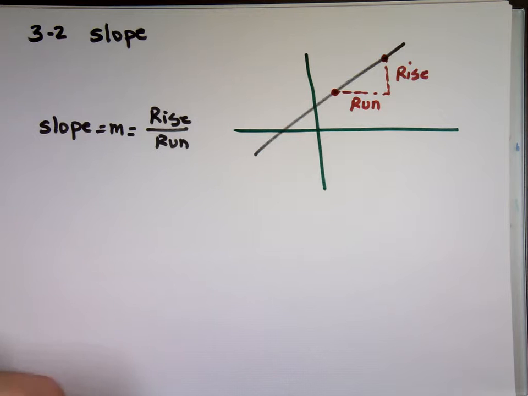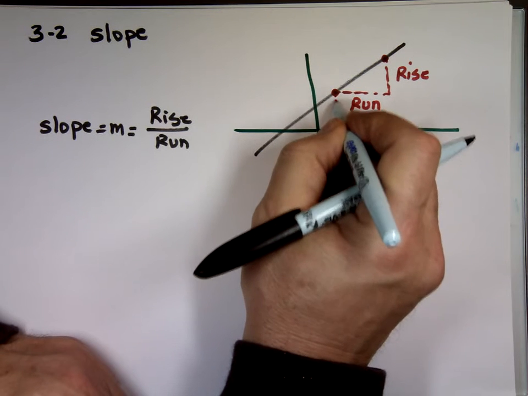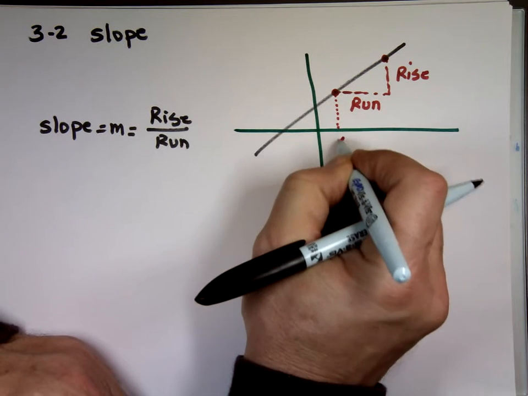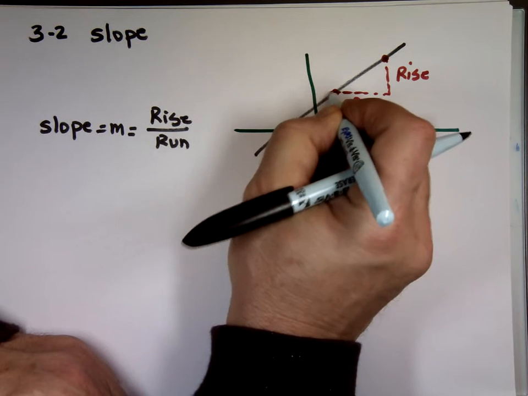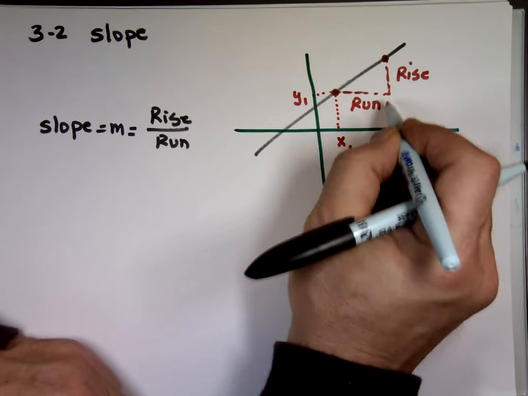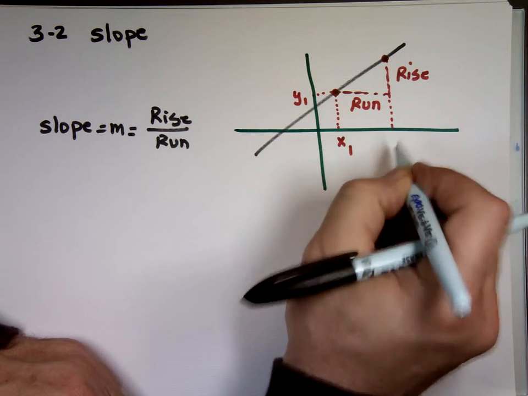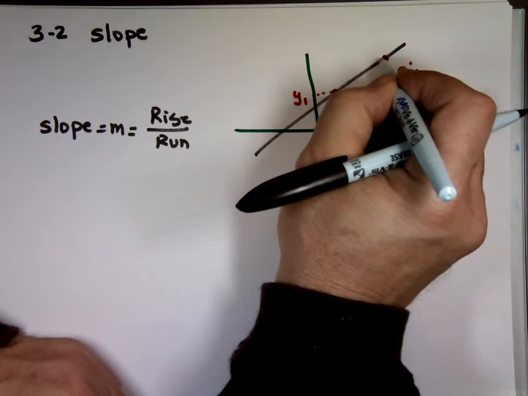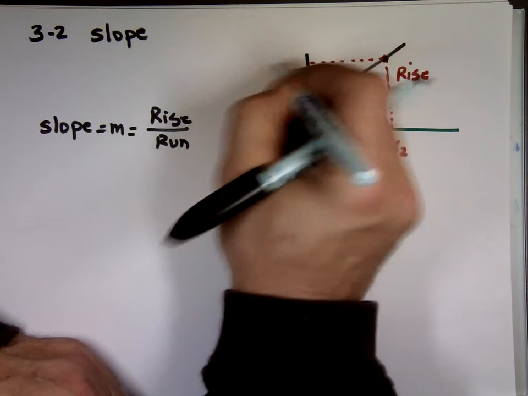So if you have 2 points, this is point 1, this is the x value for point 1, this is the y value for point 1. This is the x value for point 2. This is the y value for point 2.